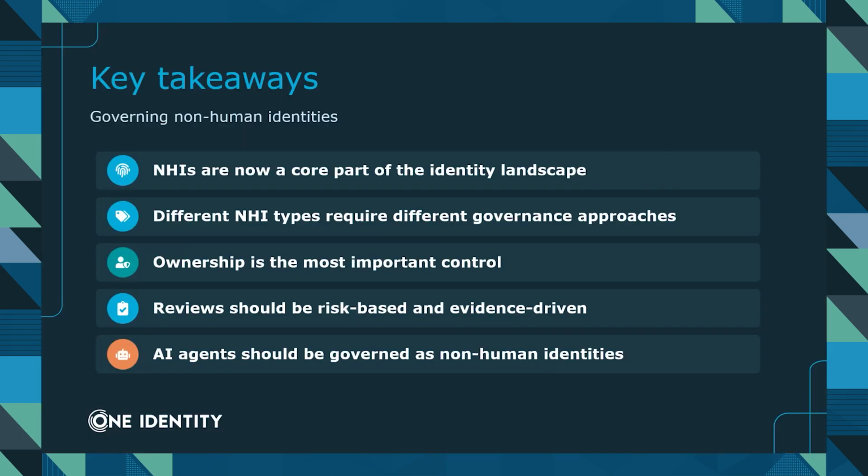To close, non-human identities are now a core part of the identity landscape. Different non-human identity types require different governance approaches. Ownership is the most important control. Reviews should be risk-based and evidence-driven. And AI agents should be covered as non-human identities, not treated as a separate world.